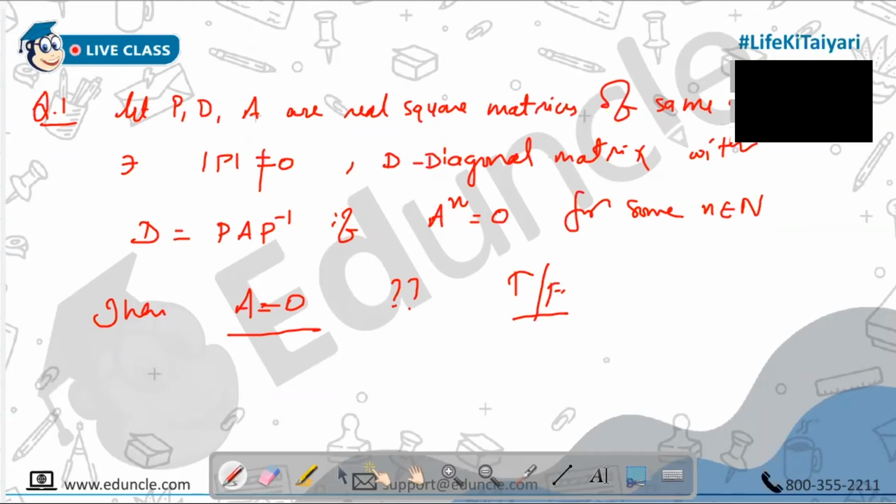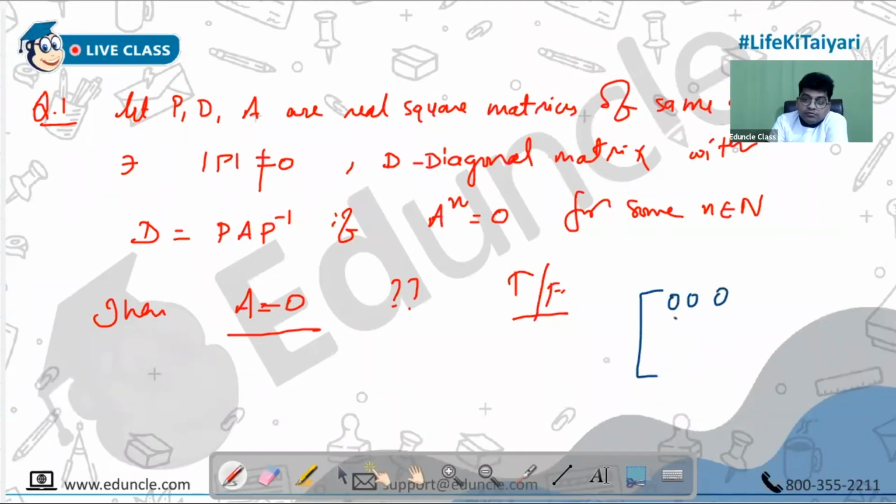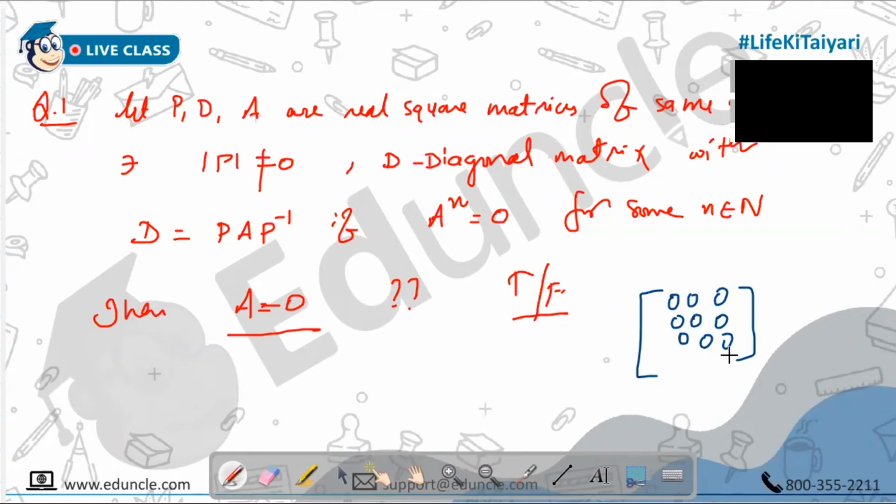Sir, a matrix with a zero eigenvalue cannot be diagonalizable. A matrix with a zero eigenvalue is not diagonalizable. How? This is diagonalizable, no? This is the matrix which has zero eigenvalue and this is diagonalizable. How can you say?